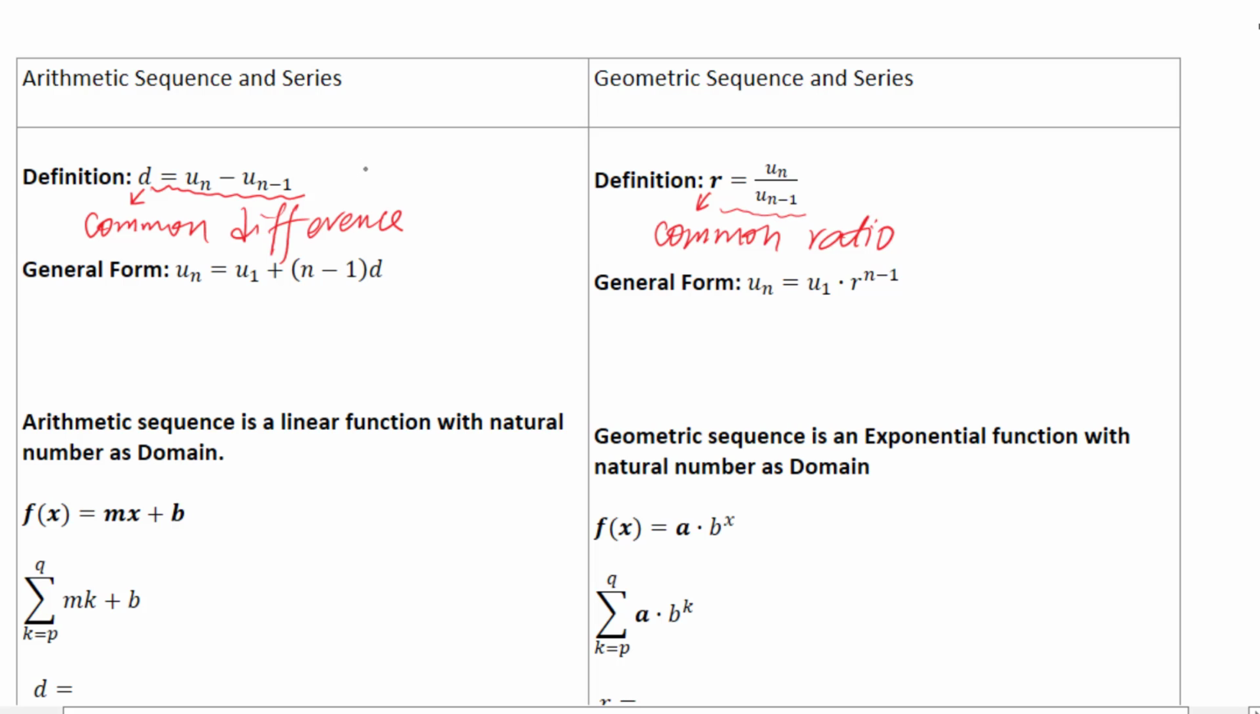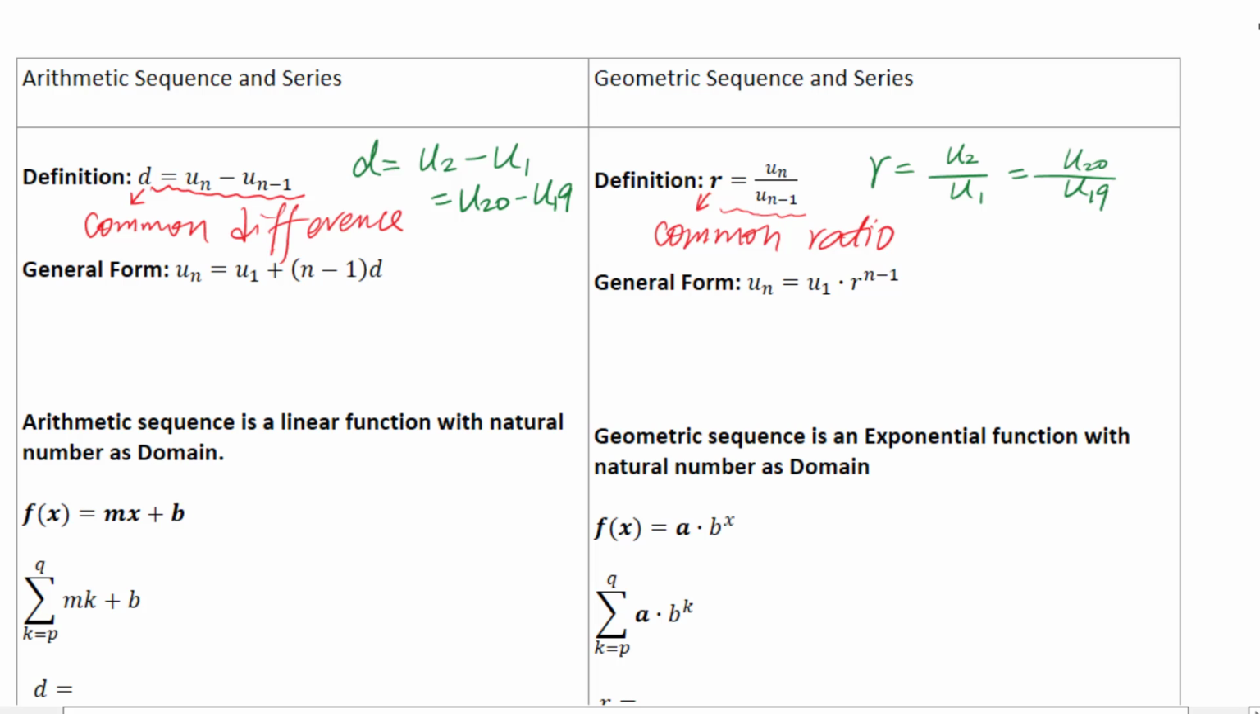You can figure out this common difference using the second term minus the first term, or you can use the 20th term minus the 19th term. Same thing for the geometric sequence. The common ratio equals a sub 2 over a sub 1, or a sub 20 over a sub 19.